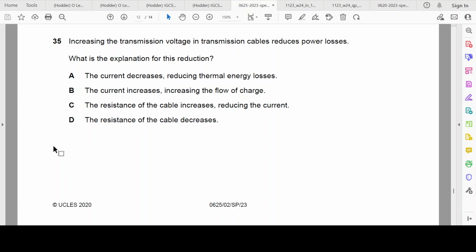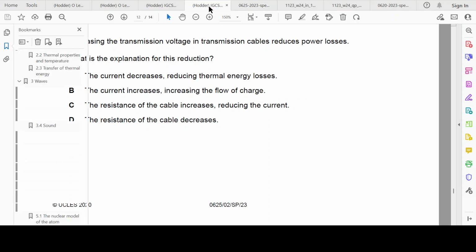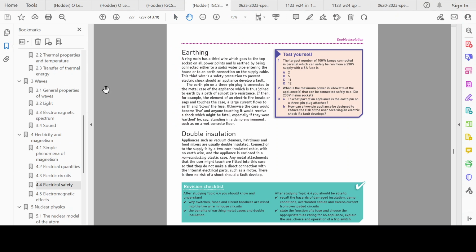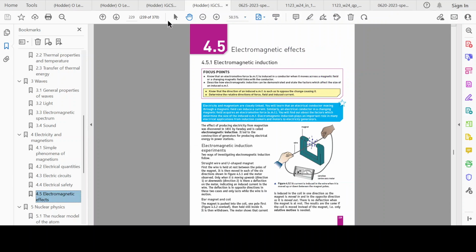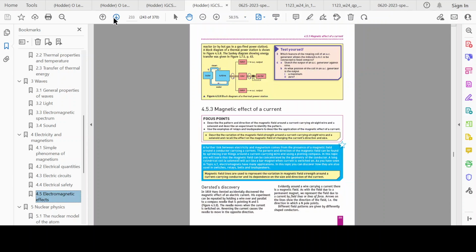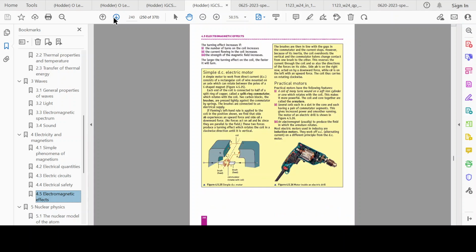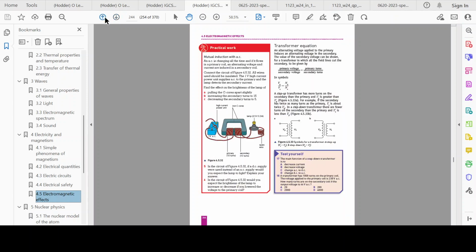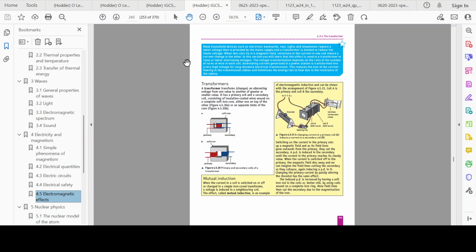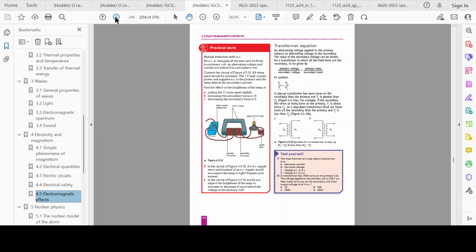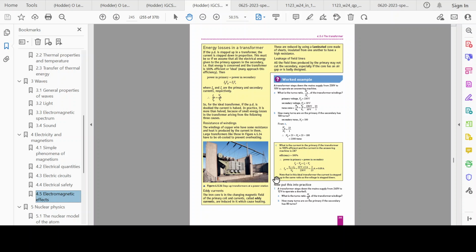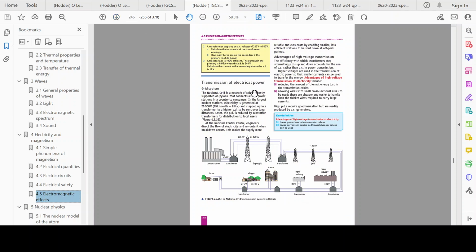So A is correct. What you are looking at is the formula for power. This is covered in transformers and transmission lines, section 4.5 in the text. Yes, it is A. They've got the transmission grid, and they're giving you the explanation for why it's happening.